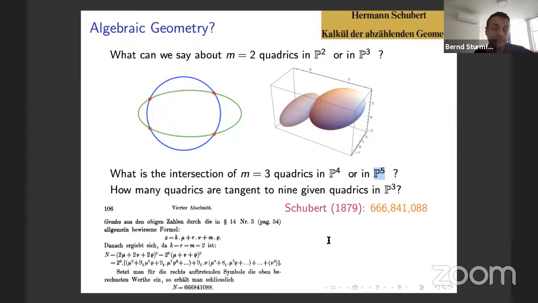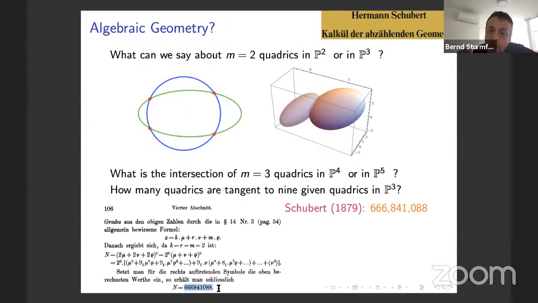666,841,088. And to answer Ballar's question, this is from Schubert's book, so sorry, this is in German. You carry out the binomial coefficient calculation that I did. Basically, it's a trinomial coefficient. Then you collect terms, and then Schubert concludes that the answer is 666,841,088. So that is, as I said, the 19th and 20th century.